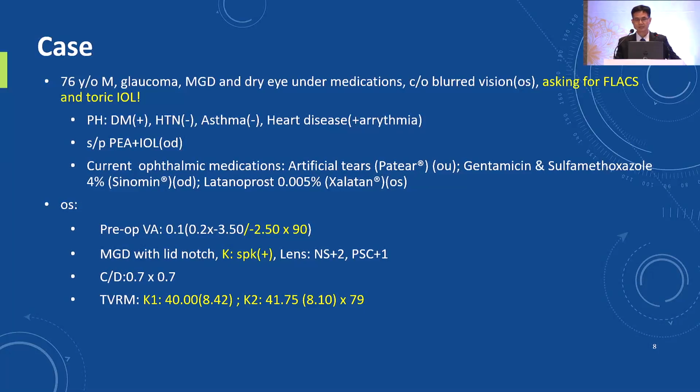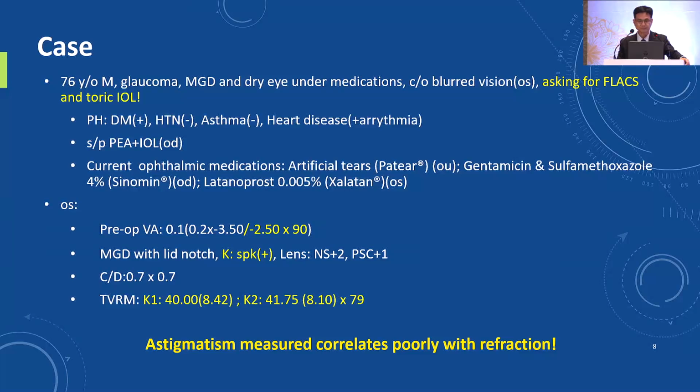Let me show you a case. This is a 76-year-old gentleman who came for cataract surgery. He has meibomian gland disease and dry eye disease. He asked for a premium lens implantation, to correct the astigmatism and also presbyopia. However, when you check the preoperative autorefractometry, you can find a significant discrepancy between the autorefraction and keratometry. So the astigmatism measurements correlate poorly with the refraction.